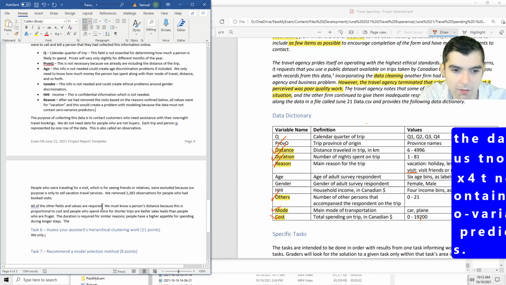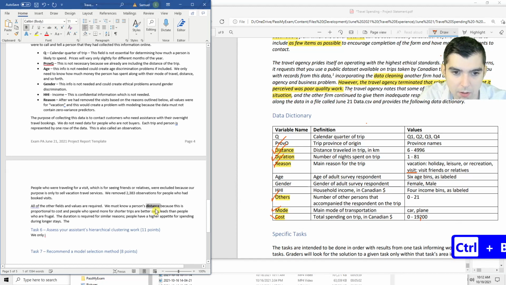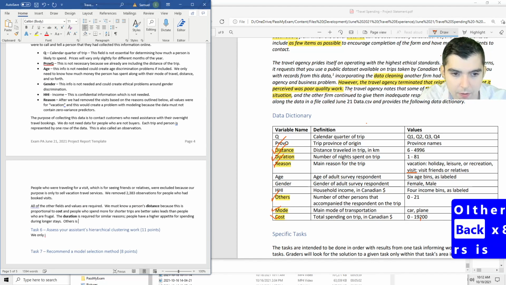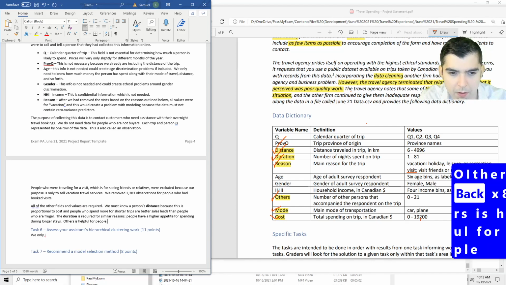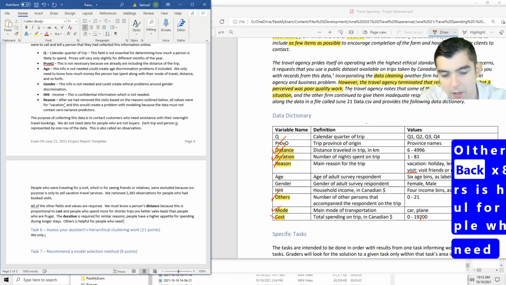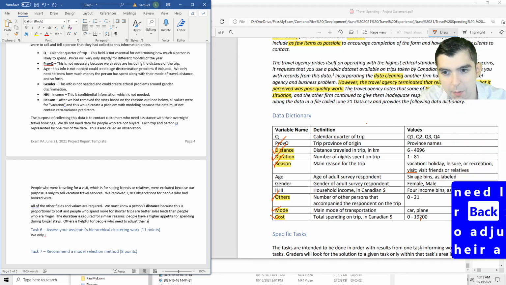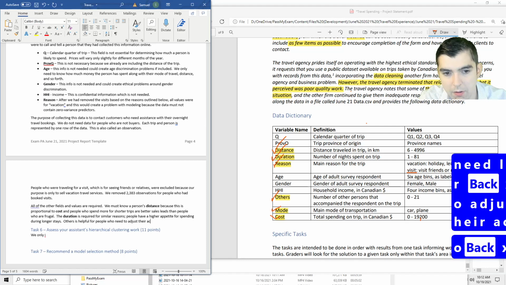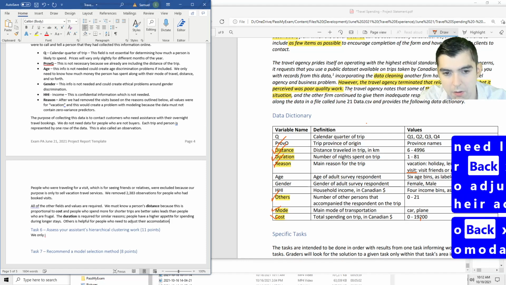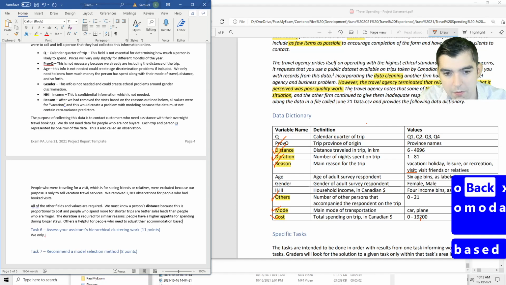We must know the person's distance because this is proportional to cost, and people who spend more on shorter trips, better sales, are the people who are frugal. The duration is required for similar reasons. Reason others is helpful for people who need larger accommodation, to adjust their accommodation based on the size of the party.